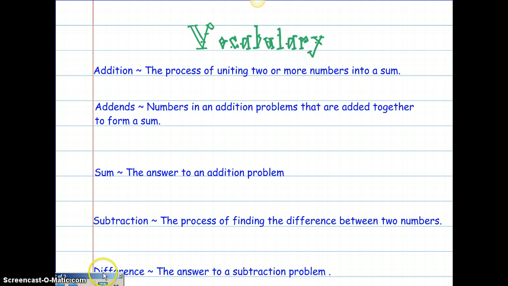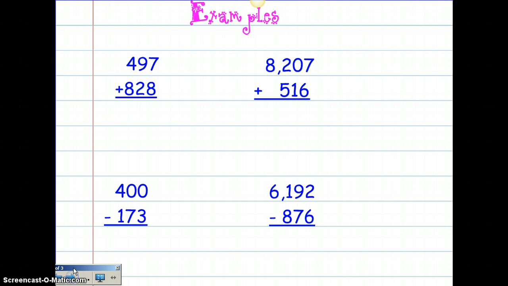Then we have subtraction. Subtraction is the process of finding the difference between two numbers. And you may be asking what difference is. Difference is the answer to a subtraction problem. So go ahead and pause this video at this time. You need to have these definitions filled in on your homework sheet. Okay, ready to move on.